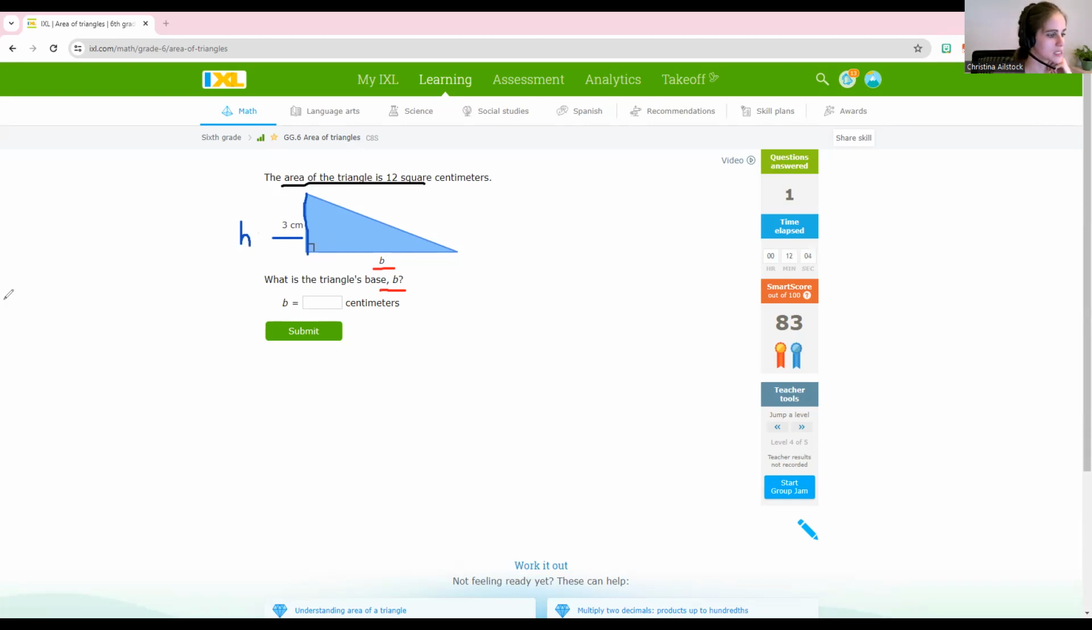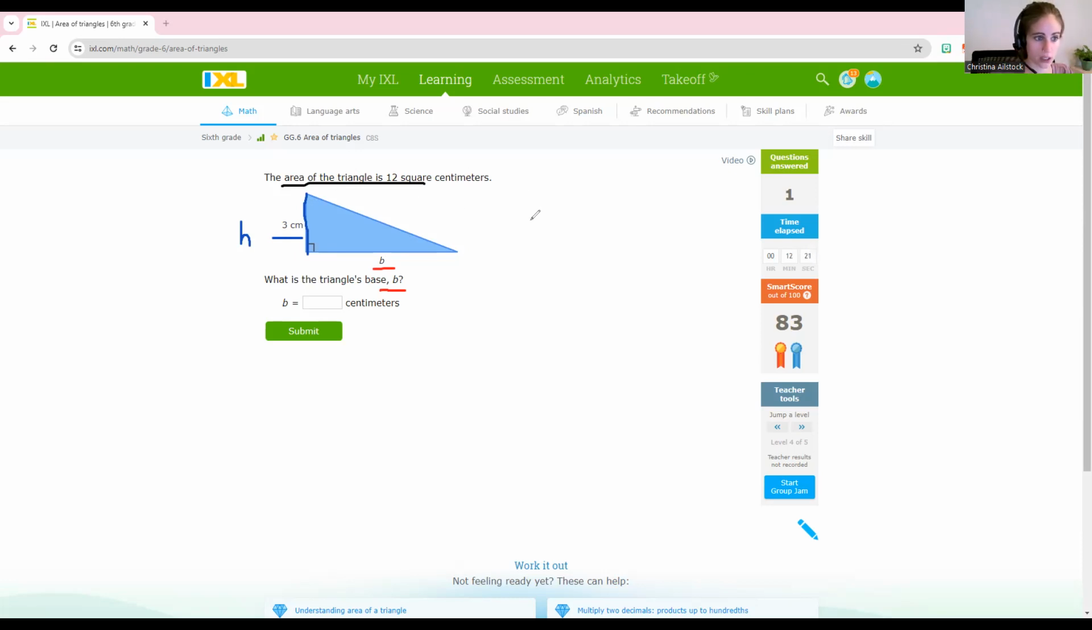Now, when we have problems like this, the math that you do is a little different, but the steps are honestly the same, because the first thing you do whenever you have a formula, no matter what it's a formula for, is you identify what formula you need.